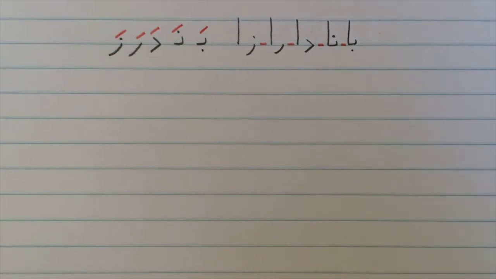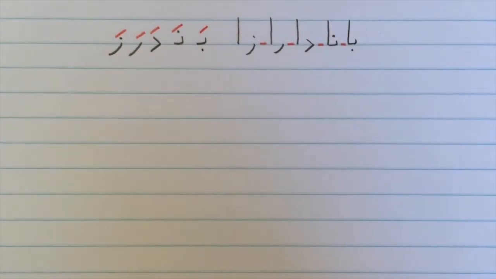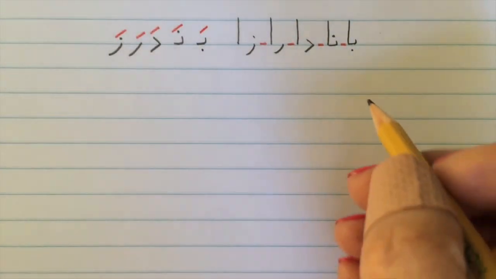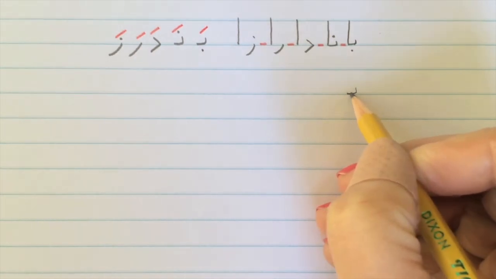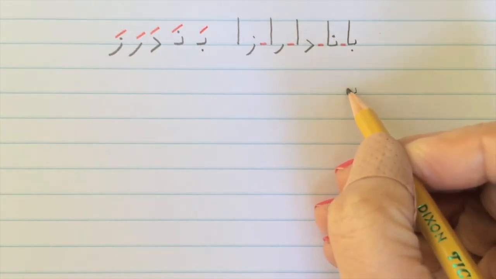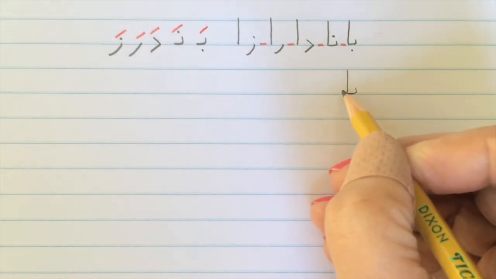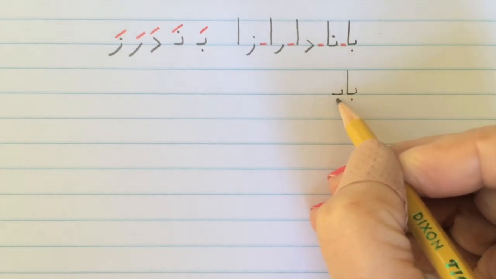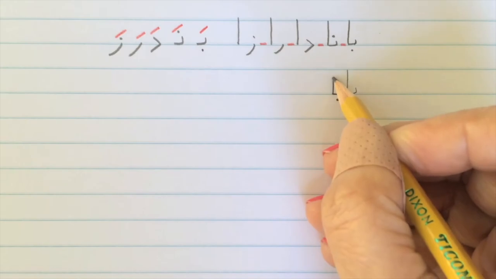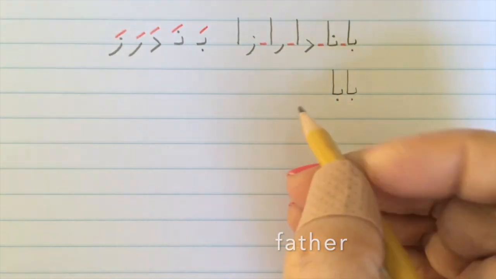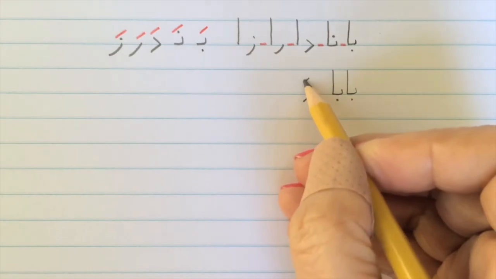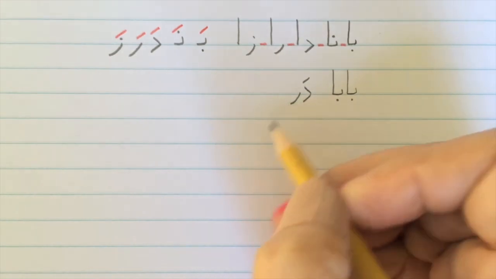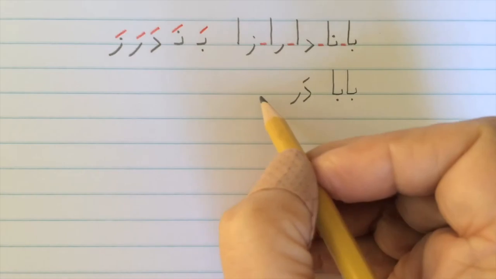Hello friends, welcome back. I want to write Baba here. We had previously learned Baba. We said Ba is Ba, and again Ba becomes Baba. We had also learned Da with a R, it becomes Dar.